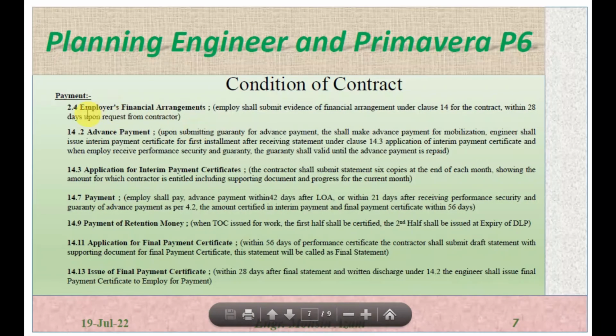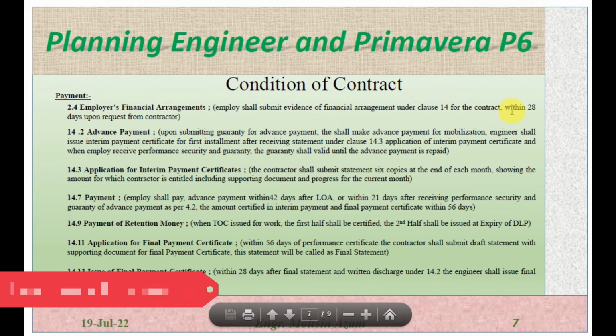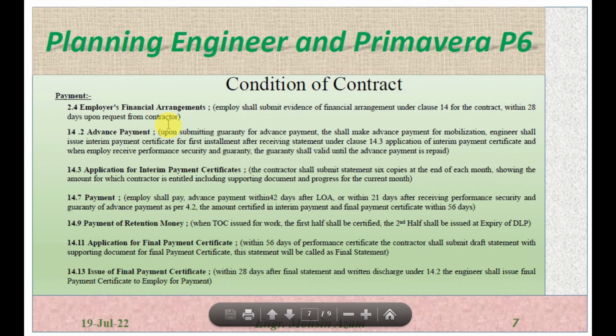Okay, payment. 14.1 is employer financial arrangement. The employer shall submit evidence of the financial arrangement under subclause 14 for the contract within 28 days upon the request from the contractor. So once the contractor requests the employer for evidence regarding the financial arrangement, within 28 days he has to give the evidence that the financial arrangement is done for the contract.